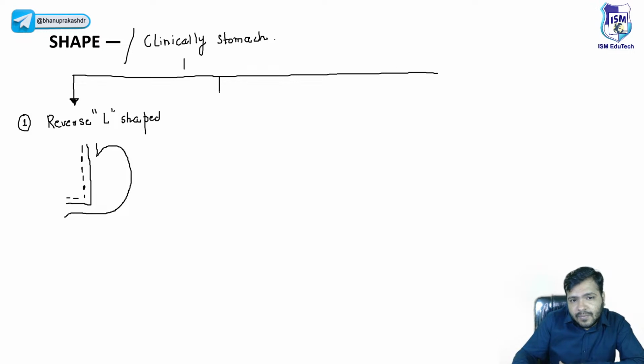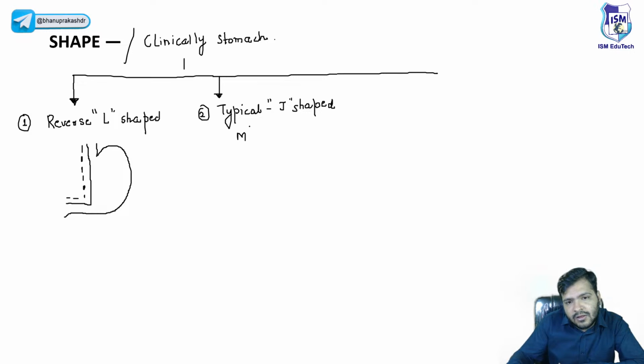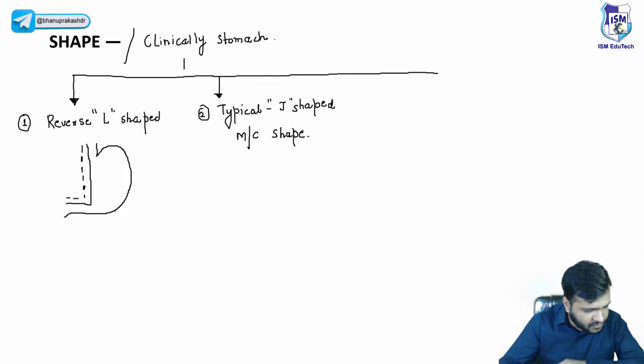The second one is typically J-shaped, and remember, in the majority of the population this is the most common shape. MC means most common. To the students who don't know, it is the most common shape.